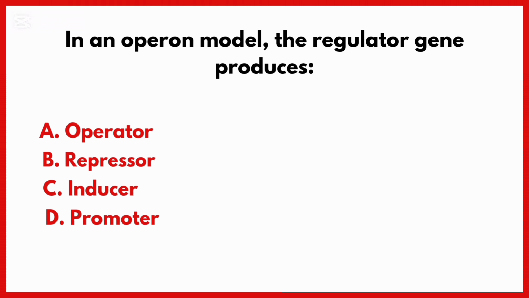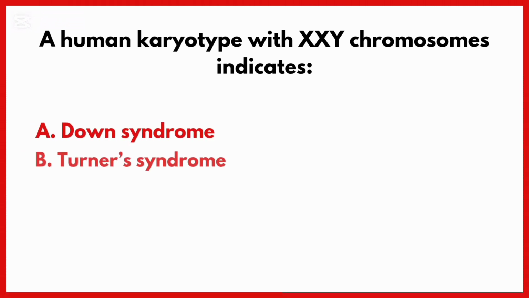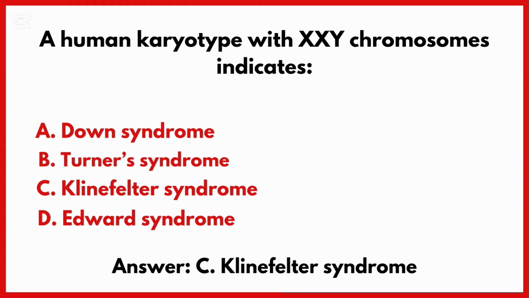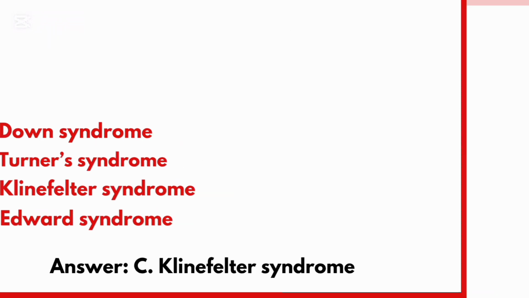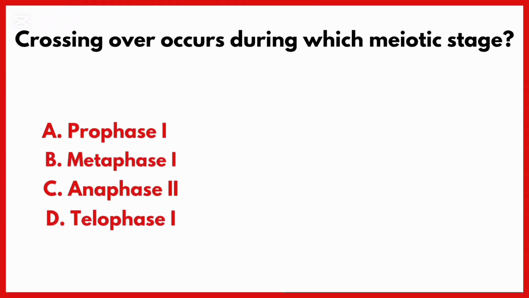Correct answer is option B. Repressor. A human karyotype with XXY chromosomes indicates. Correct answer is option C. Klinefelter syndrome. Crossing over occurs during which meiotic stage? Correct answer is option A. Prophase 1.